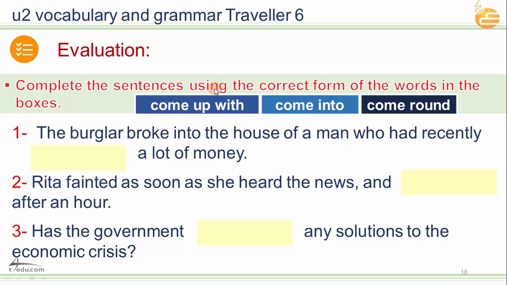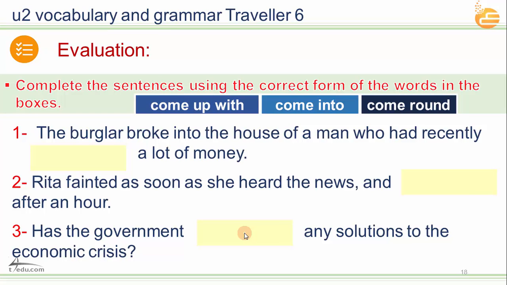So let's put this into practice and complete the sentences using the correct form of the words in the boxes. So we have come up with, come into, and come around. 1. The burglar broke into the house of a man who had recently come up with, come into, come around a lot of money. 2. Rita fainted as soon as she heard the news and came up with, came into, came around after an hour. 3. Has the government come up with any solutions, come into any solutions, or come around to any solutions to the economic crisis?